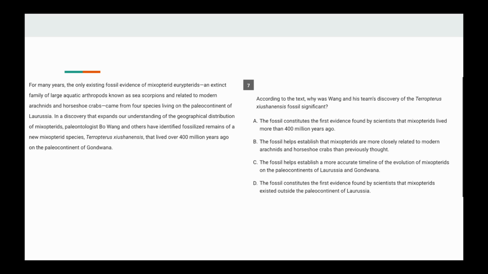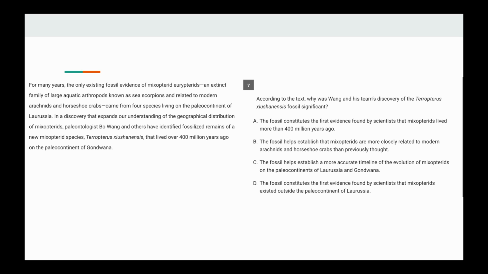C. The fossil helps establish a more accurate timeline of the evolution. Immediately, I'll eliminate this answer choice. More accurate timeline of evolution. Is there anything about the timeline of evolution? Is there anything about time in the passage? Yes, there is something about time, but is there anything important about time? We're only given a fact that something lived over 400 million years ago. But is there anything about a timeline? Like, happened at this time, then at that time, then at that time. Is there anything about the evolution of Mixopterids? No. We can eliminate that.